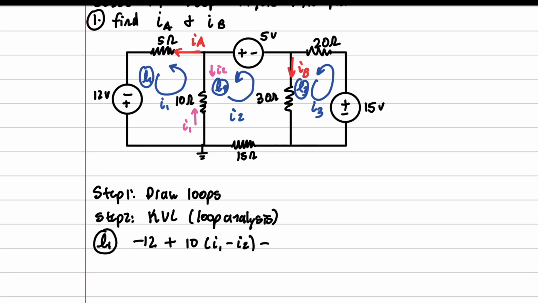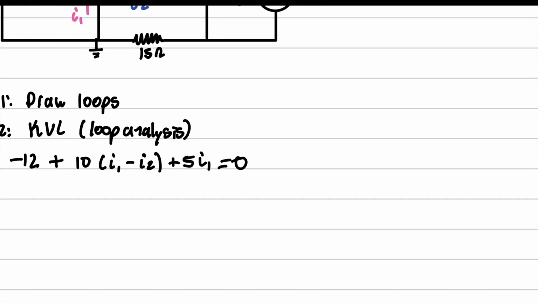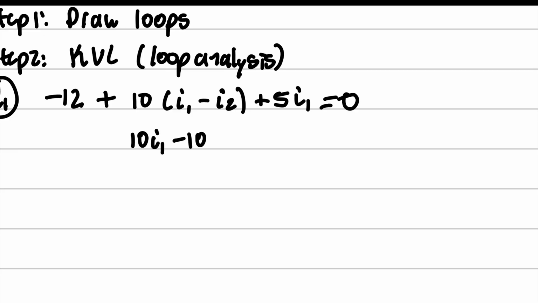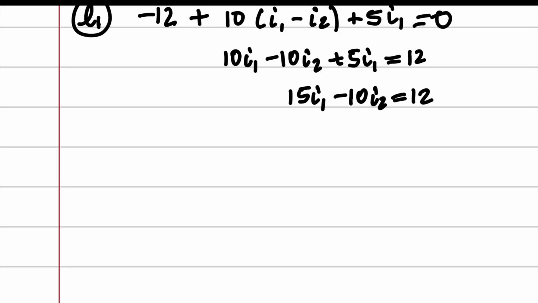Plus 5I1, because we only have I1 going into the 5 ohm resistor, equals 0. I'm going to go ahead and simplify this. And we get 15I1 minus 10I2 equals 12. Now we're going to move on to loop 2.